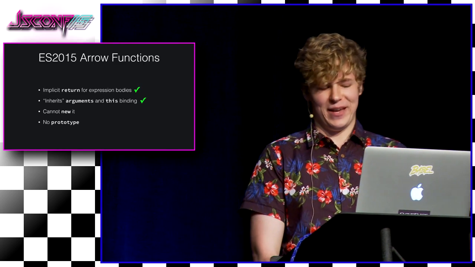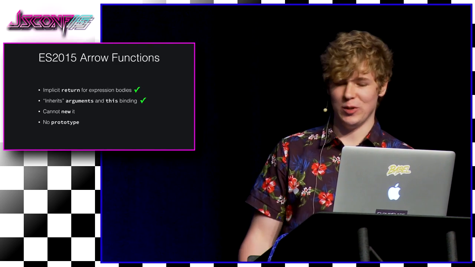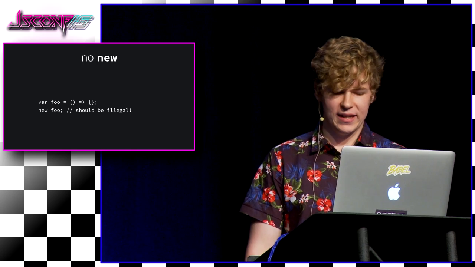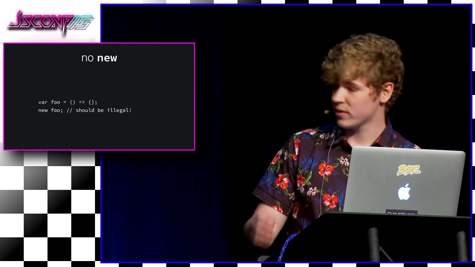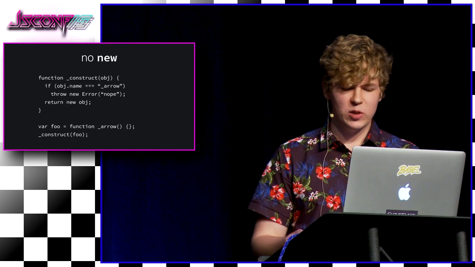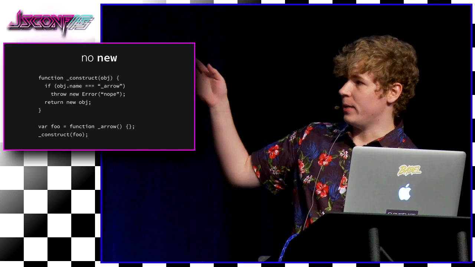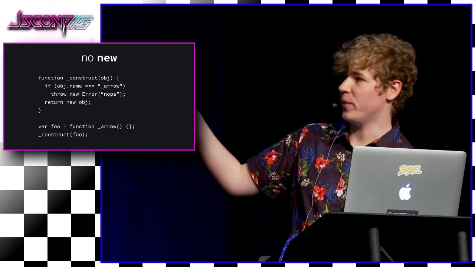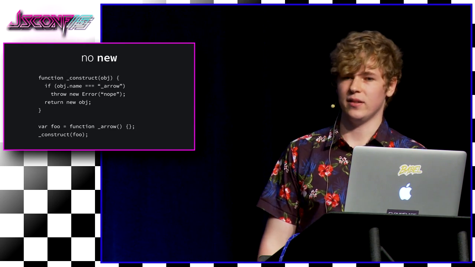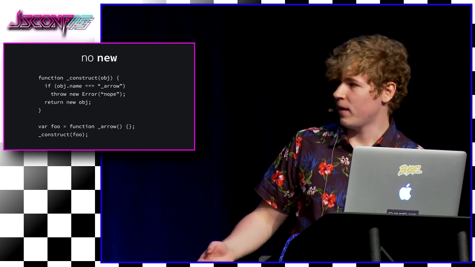But now for the bad news. What about not being able to new it? In ES 2015, this should be illegal. Arrow functions aren't completely synonymous with normal functions. I mean, if they were, there wouldn't really be much excuse to have them in the language. And since we're just turning arrow functions into normal functions, it works. So one of the ways we could do this is by adding a name to the function, _arrow, and then replacing all new expressions with a helper method that checks to see if the name of the function is _arrow.